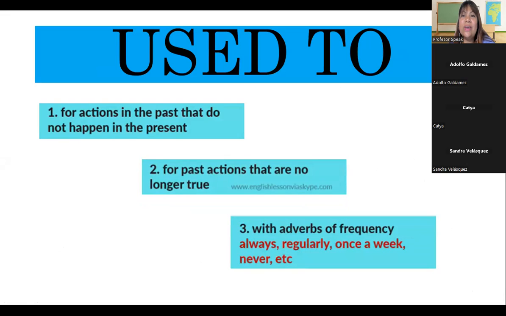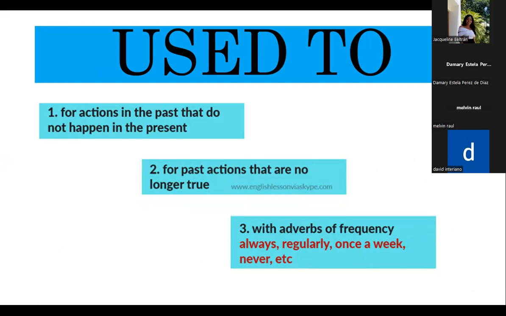Let's move on to the next activity. It's use two. Kat, can you read number one for use two? For actions in the past that do not happen in the present. Excellent. Melvin, number two. For past actions that are no longer true. Very good. Jacqueline, number three. With adverbs of frequency: always, regularly, once a week, never.